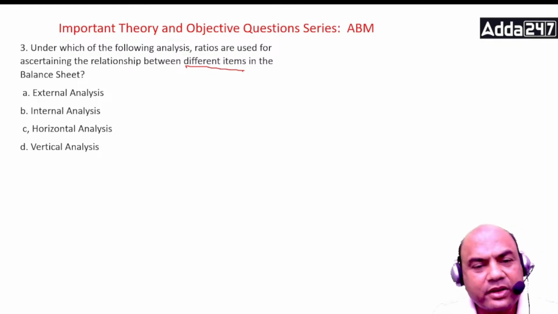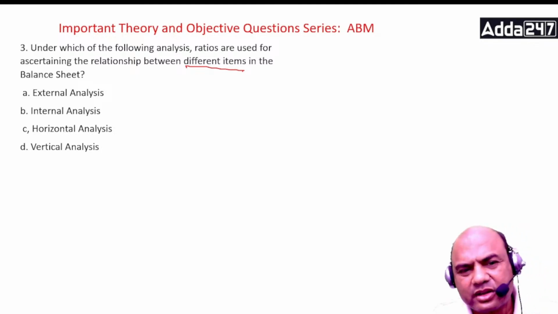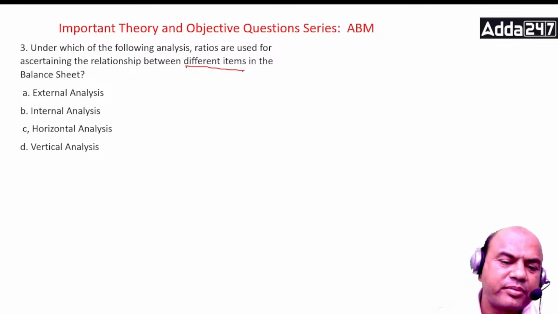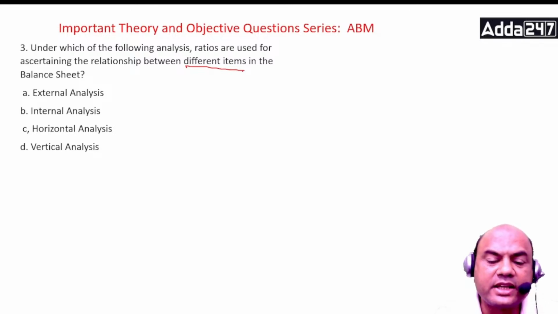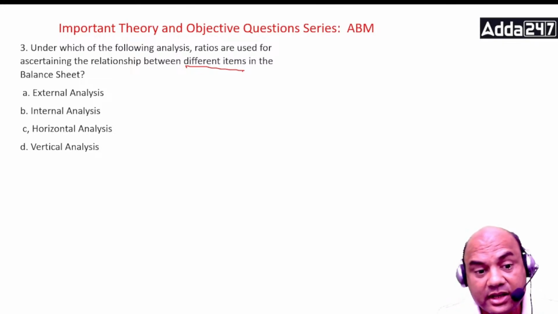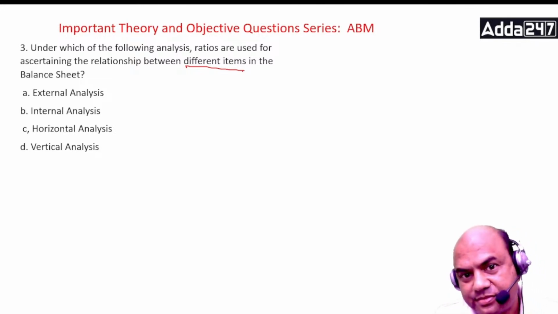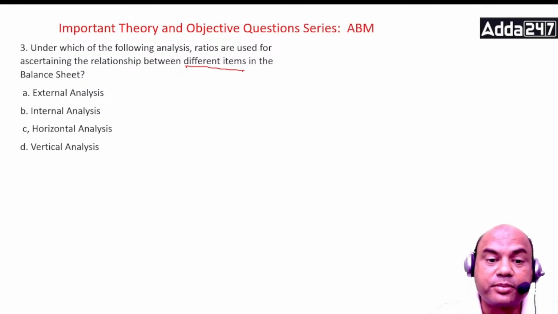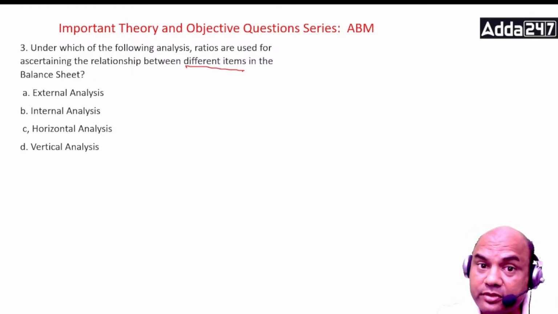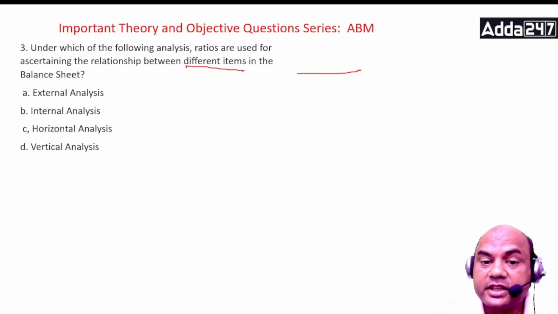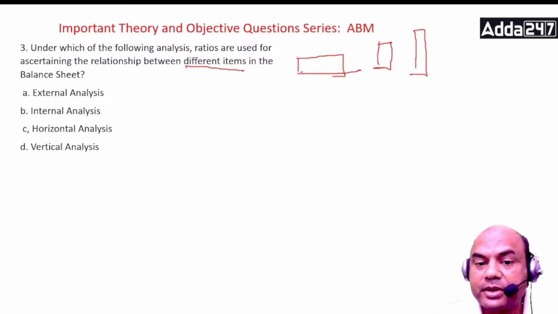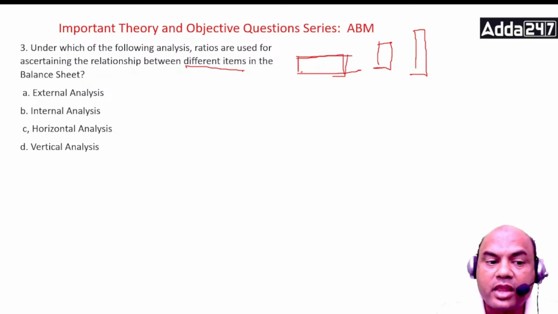Firstly, let me explain something difficult over here. Internal and external are easy to understand. Vertical analysis means each item is listed as a percentage of the base figure. So how will you show the relationship between different items? It will be shown when you have something as a benchmark. This is my benchmark, so I can compare others with it. I can compare these two if I have the benchmark. This is my standard, right? So that's why the answer is vertical analysis.